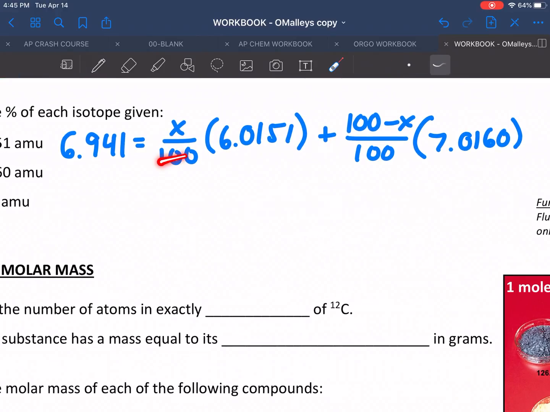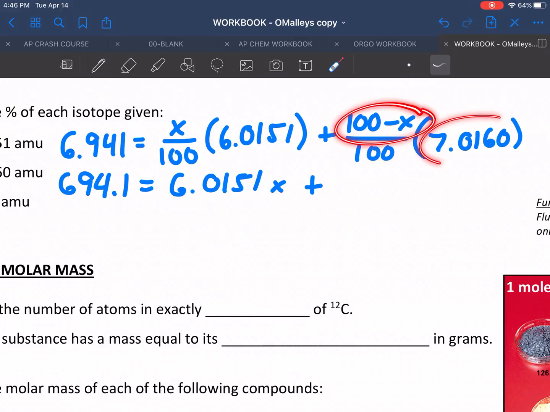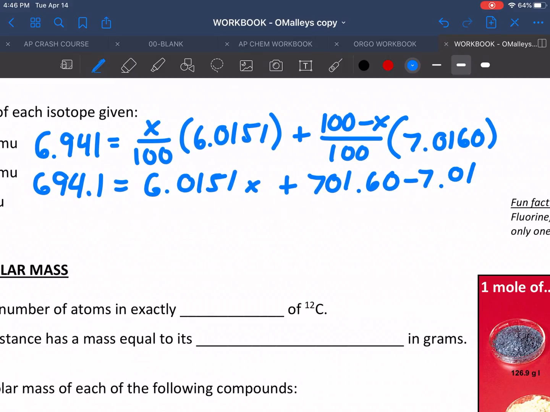I'm going to multiply through everything by 100. That turns my left-hand side into 694.1, which is equal to, and I'm going to start to distribute these x's, 6.0151x, plus I'll distribute this as well. That gives me 701.60 minus 7.0160 times x, and I'll rearrange things and solve for x, and I'll let you check that you can get this, but you end up getting x is equal to about 7.5%.